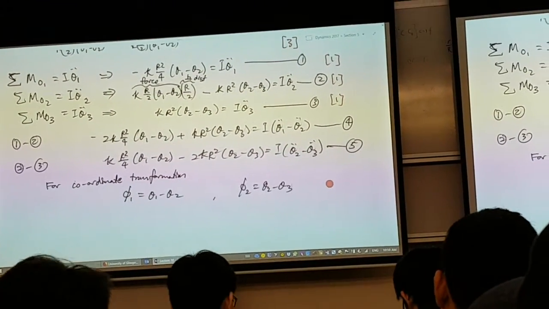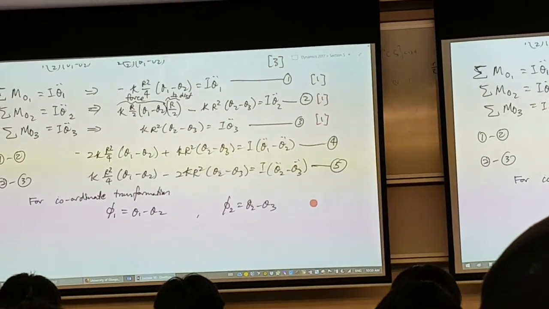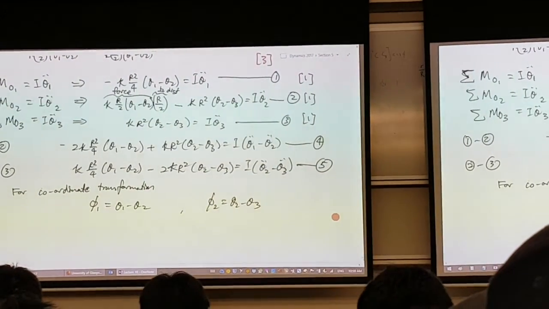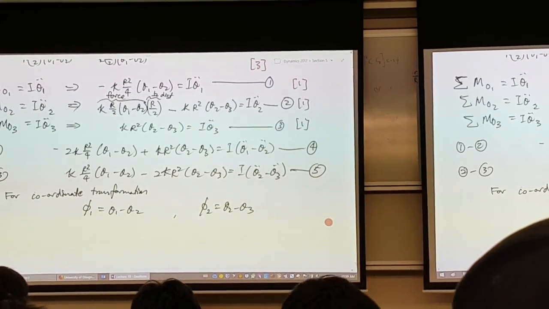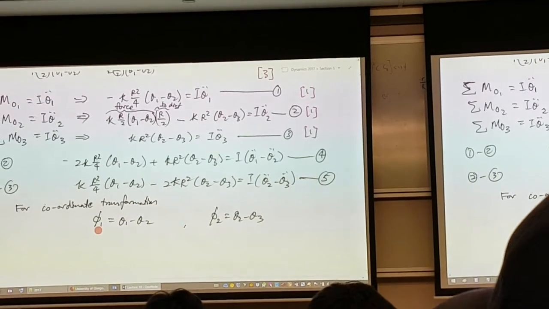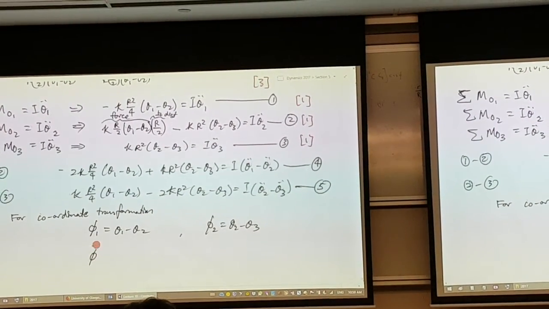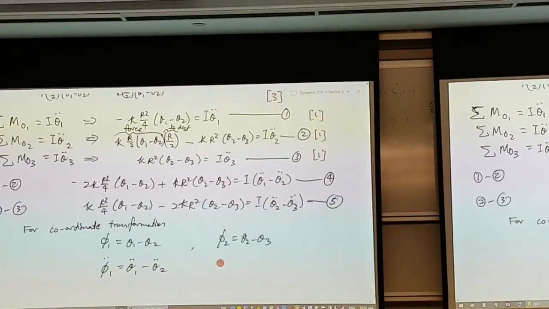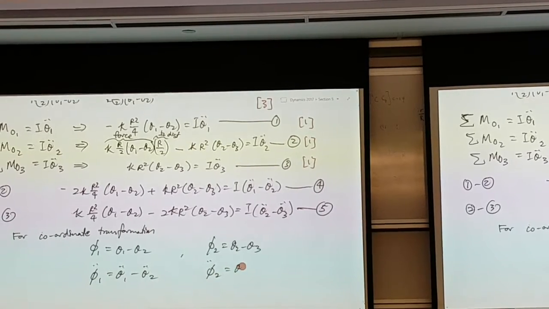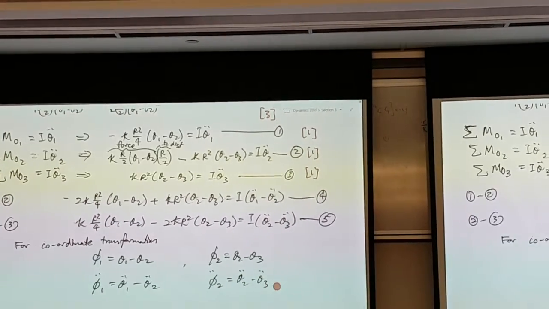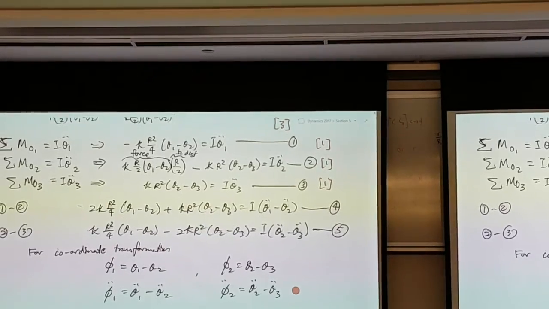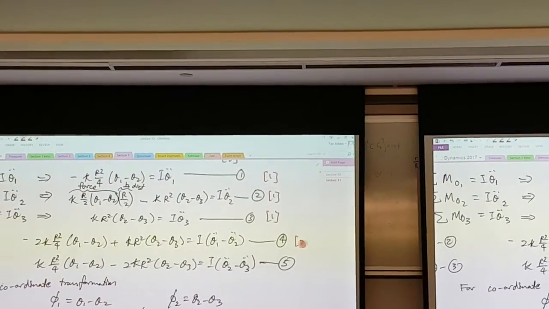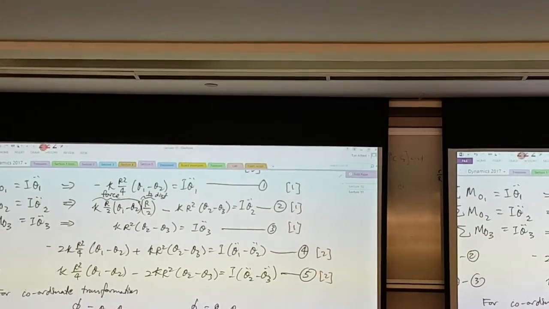So these two are my principal coordinates. Principal coordinates that we learned just now, where I was using Q1 and Q2 to represent, but now I use phi to represent. So if I differentiate two times, I get theta double dot 1 minus theta double dot 2, and differentiate two times as well for this. So the marks allocation so far will be 2 marks, 2 marks.